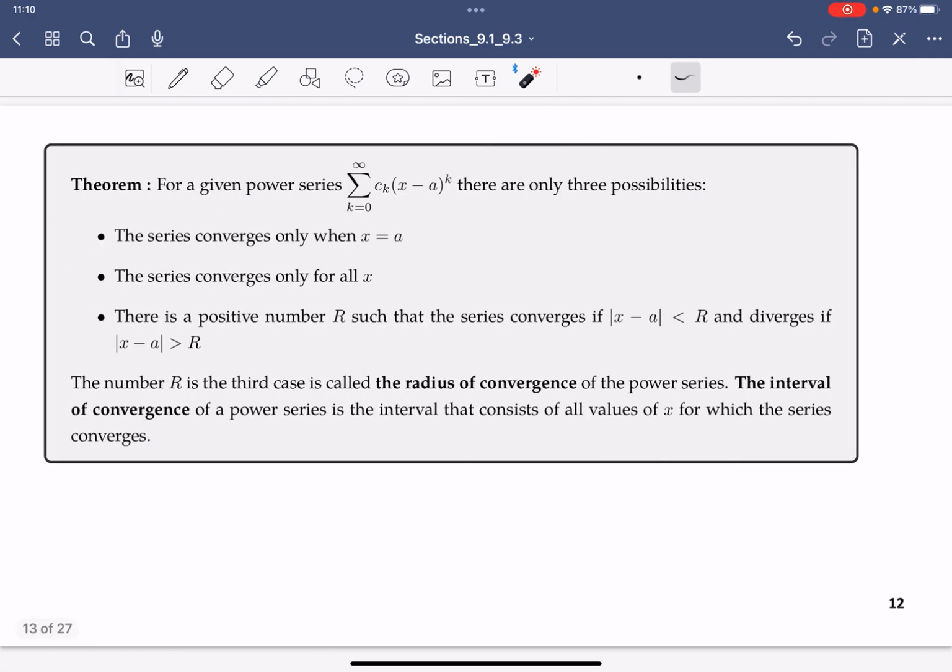Go back to page 12. The convergence of the power series is only 3 cases. Case number 1: it is convergent only when x equals a. The next case is that it's convergent for all x. This is possible as well. Or the last one: there is a positive number r such that the series converges if the absolute value of x minus a is less than r, and diverges if it is greater than r. So here we go, this is the power series.